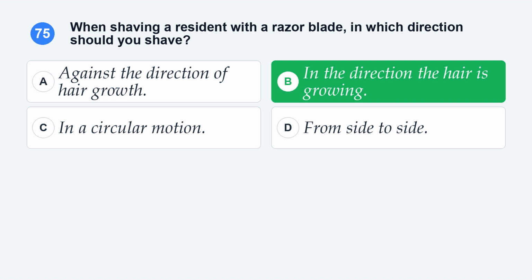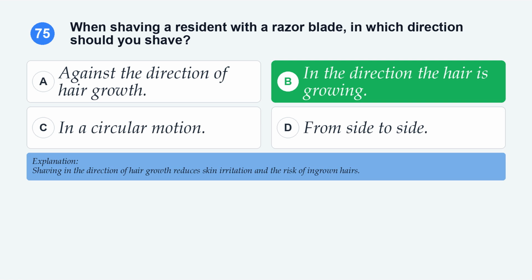The correct answer is option B. In the direction the hair is growing. Explanation. Shaving in the direction of hair growth reduces skin irritation and the risk of ingrown hairs.